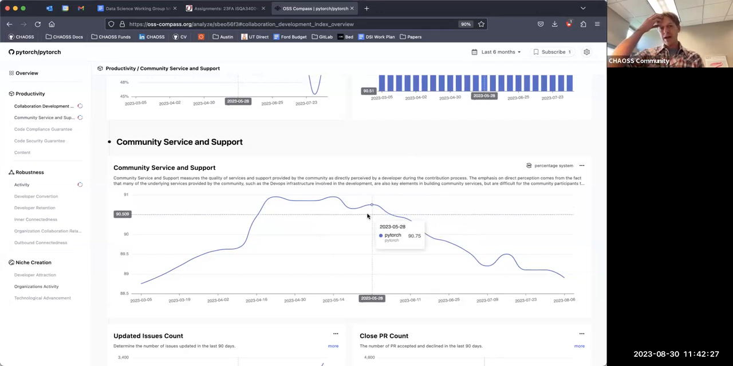And we do actually have the way they calculate this as well, so we could provide that as well. So hopefully that's helpful.